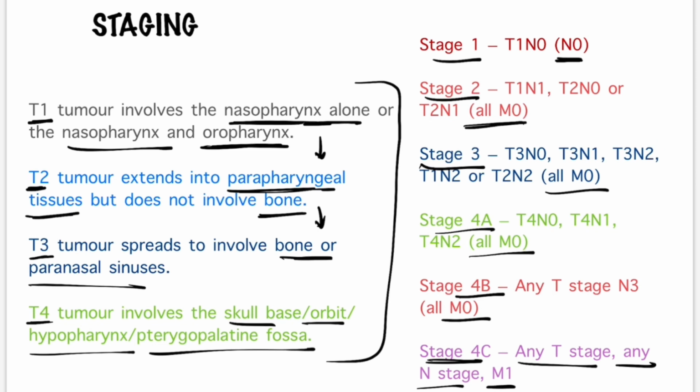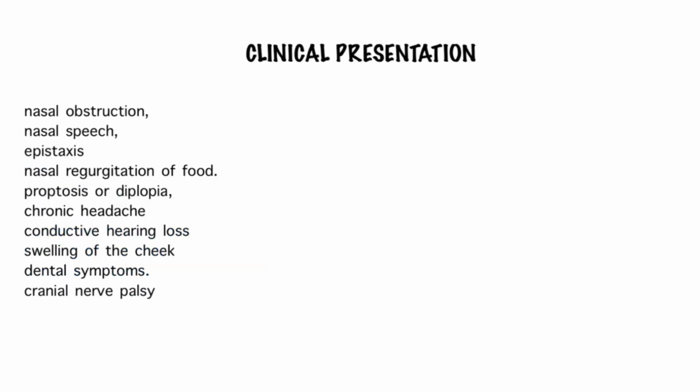Okay. What are the symptoms? Symptoms, how we can remember? See, the nasopharynx tumor is there. So that's why the nasal obstruction, nasal speech, epistaxis, nasal regurgitation of food, these are understandable, right? But what if this nasopharyngeal tumor extends into the orbit? It can cause proptosis or diplopia.